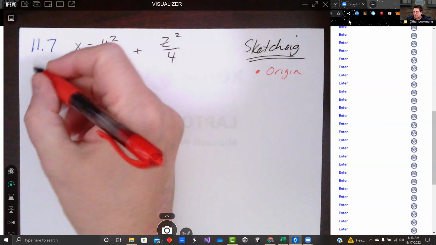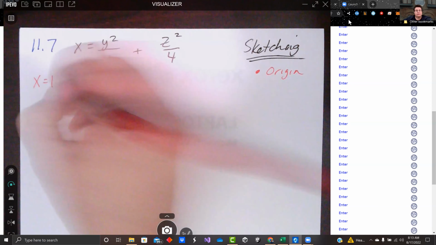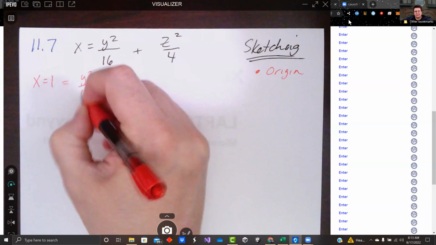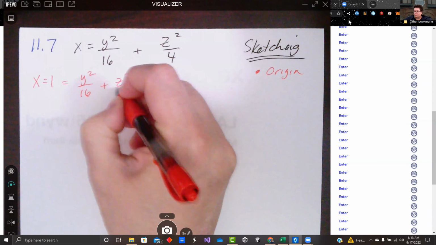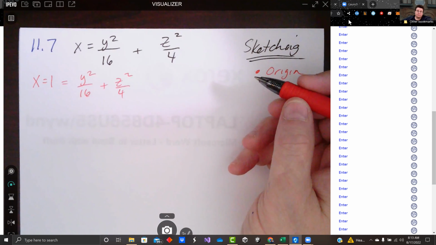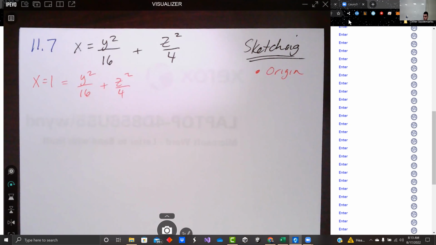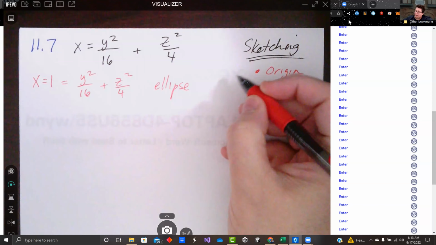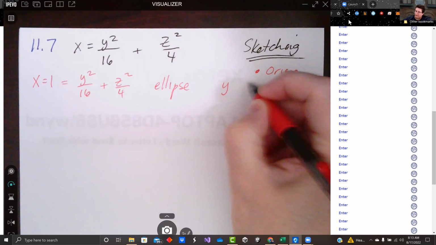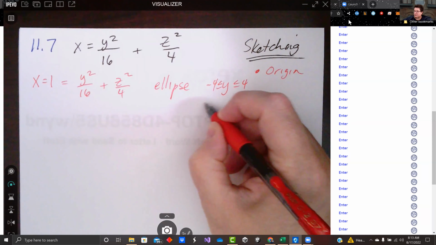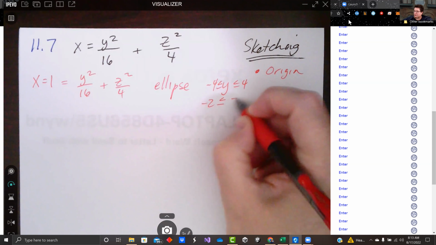What happens if I put in x equals 1? Then I got 1 equals y squared over 16 plus z squared over 4. What kind of shape is that? An ellipse. Yeah. Where y will be between -4 and 4, and z is between -2 and 2.